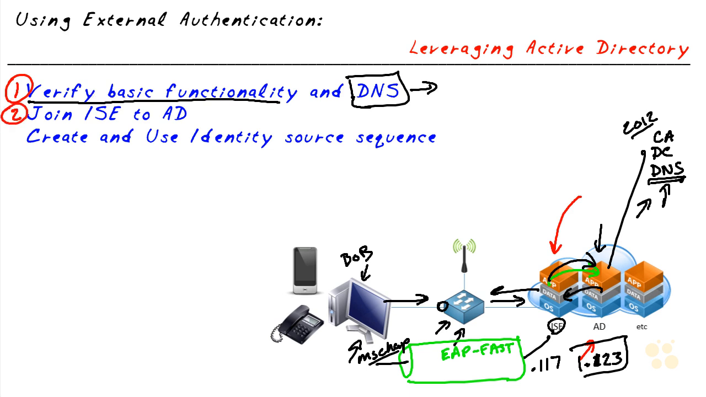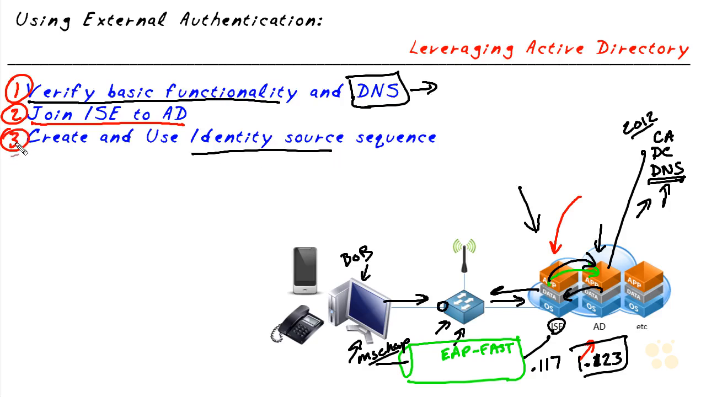Step number 2, we're going to join ISE into Active Directory. And this part's really straightforward. All we're going to do is go into the ISE server and say, hey, we want to go ahead and join this Active Directory. We're going to put in some credentials as somebody who has the authority to join the domain. And that's really all it takes to have ISE join and become part of Active Directory. Now, the benefit of joining Active Directory is that we can now use Active Directory as an identity source.